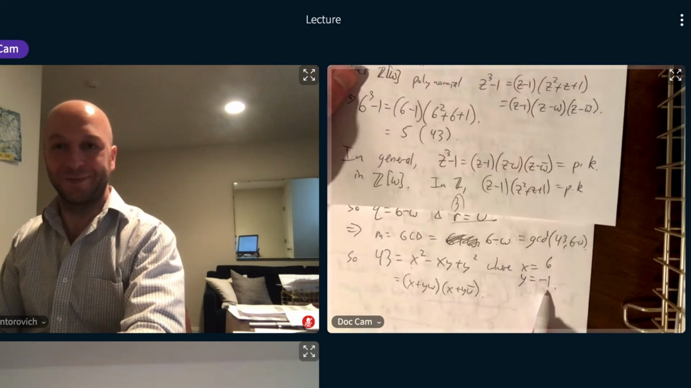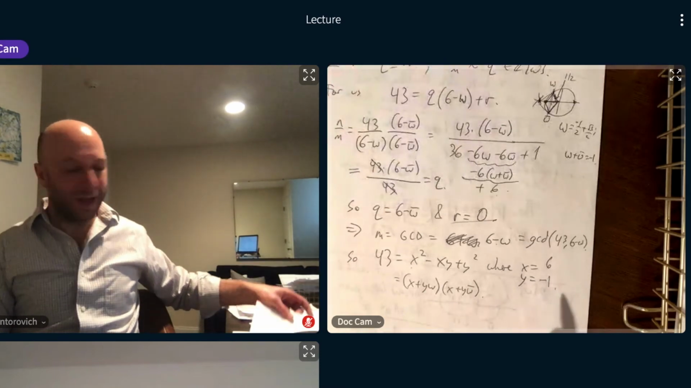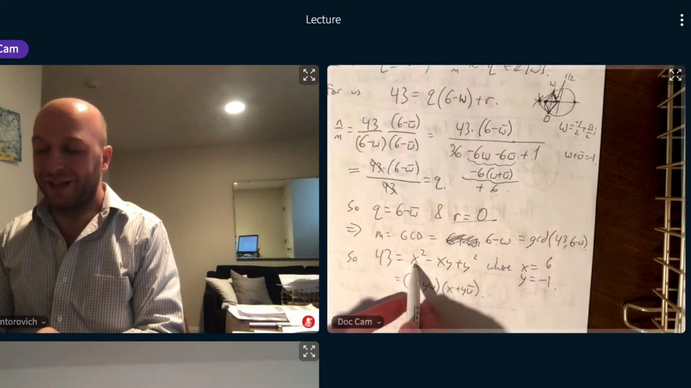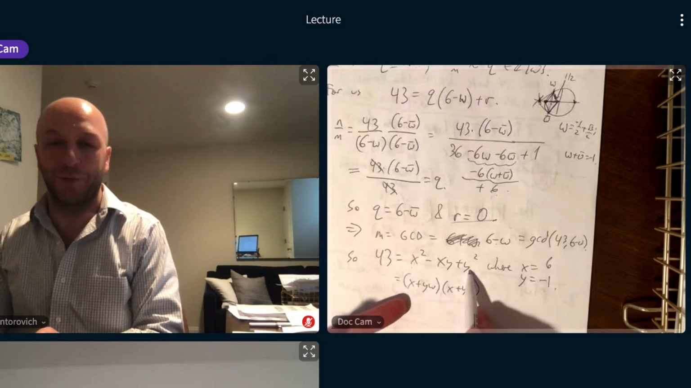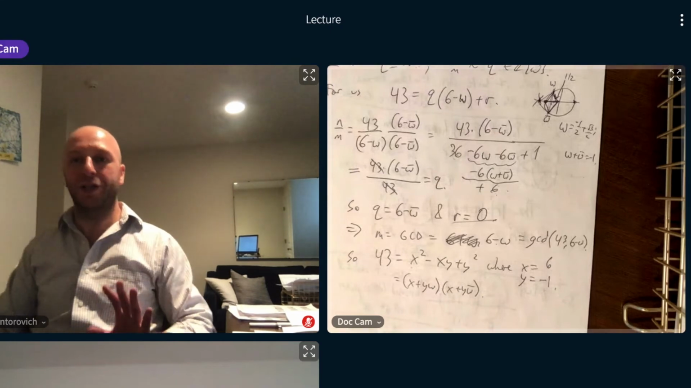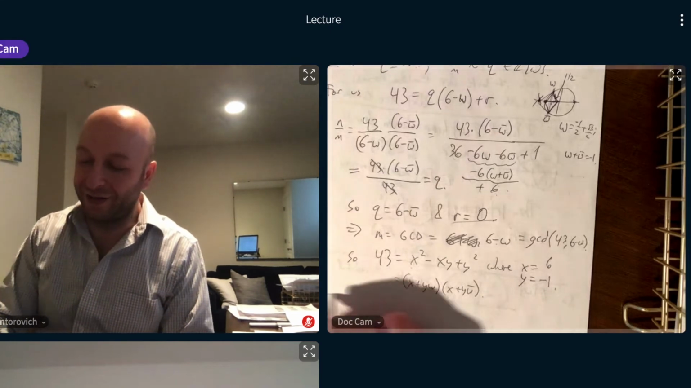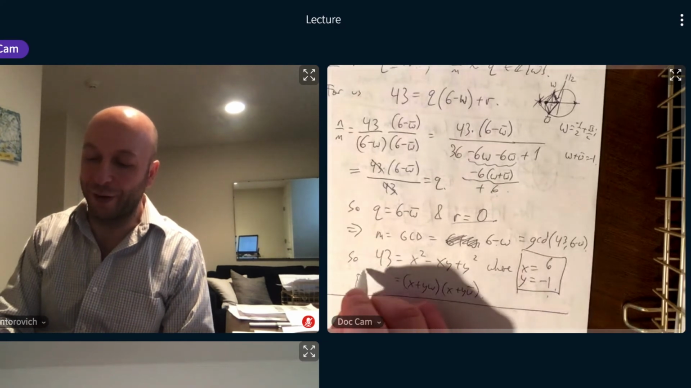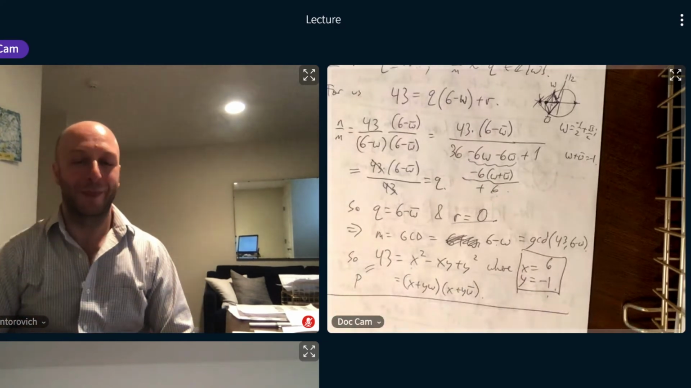Does that make sense? So that's it. Well, that was cheating, because we basically had it from the very beginning, because we saw that 6 squared plus 6 plus 1 was 43. So let's do a harder one. Any questions on solving this problem for the prime 43 before we do a harder prime?